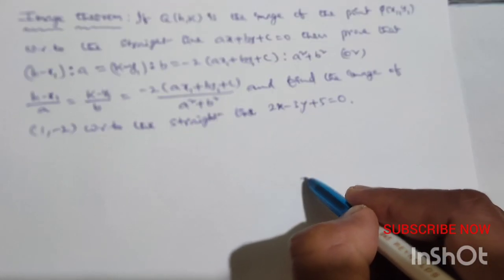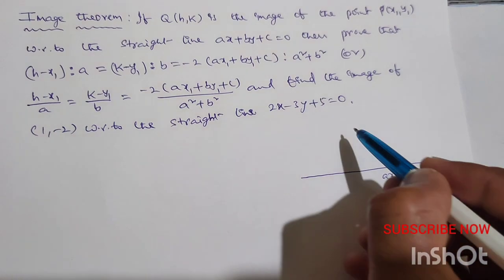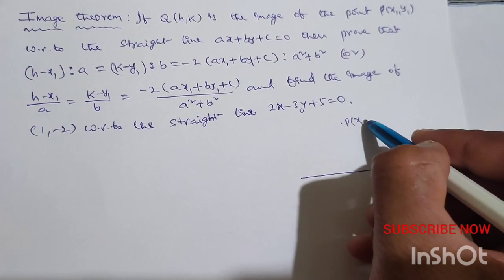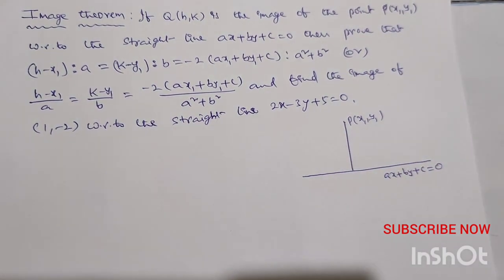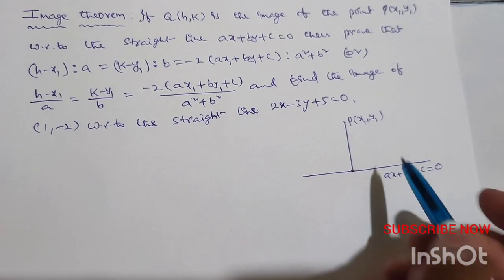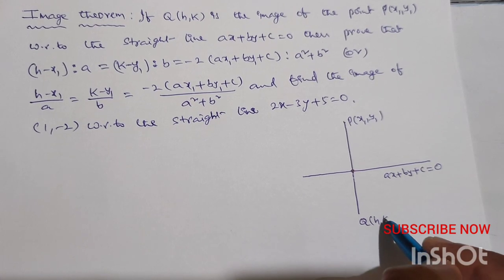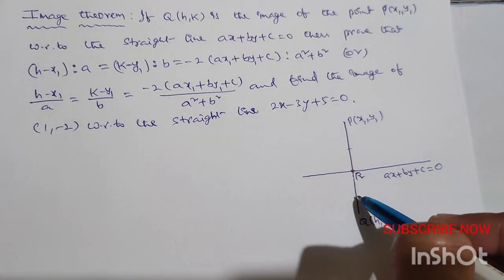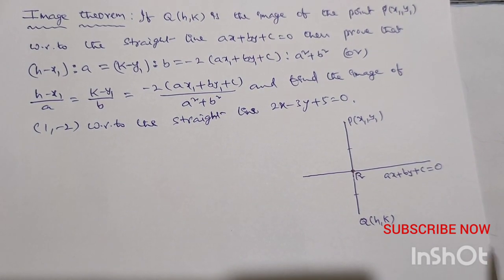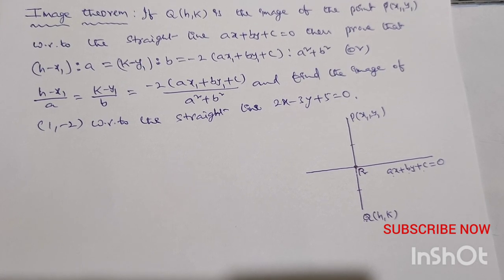First, let us look at the image. Here is the straight line ax + by + c = 0. Take any point P(x1, y1). Draw the perpendicular from P to the line, this is the foot. The point Q is at the same distance on the other side. Let R be the midpoint of PQ, so PR = RQ. Here Q is the image of P with respect to the straight line ax + by + c = 0. Okay, the proof.